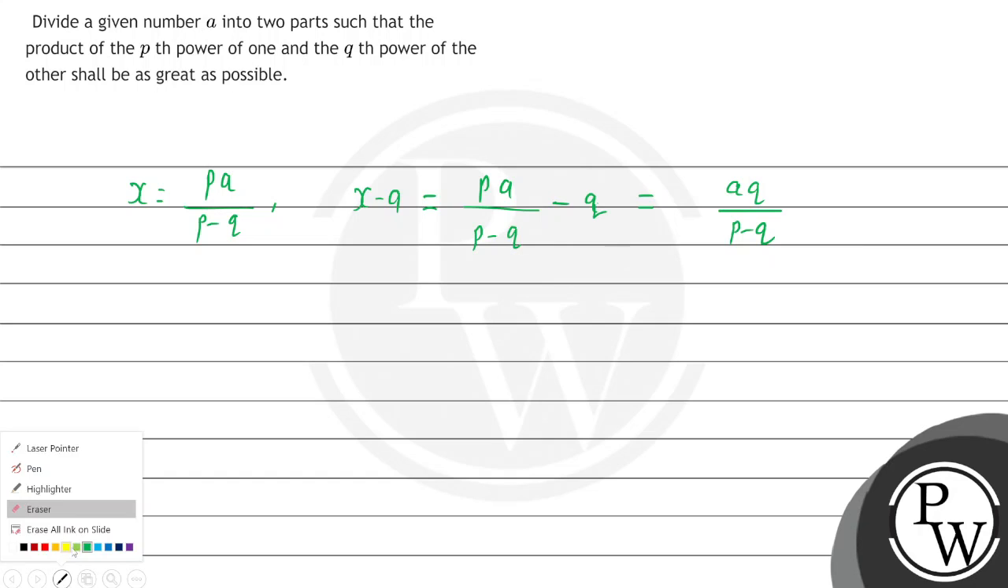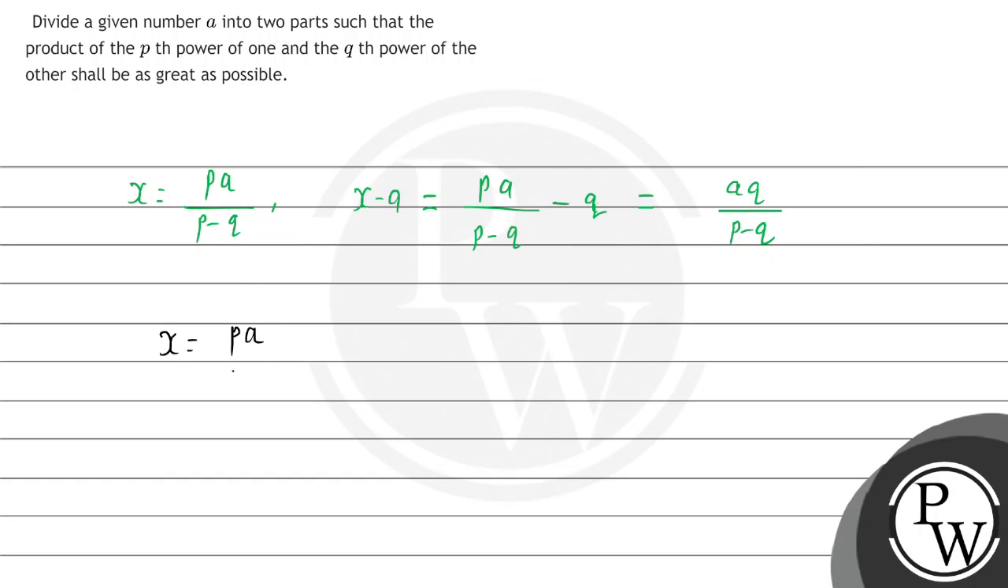Finally we have found the values of the two numbers. The first number is pa by p minus q, and the second one is aq by p minus q. So this will be our final answer.